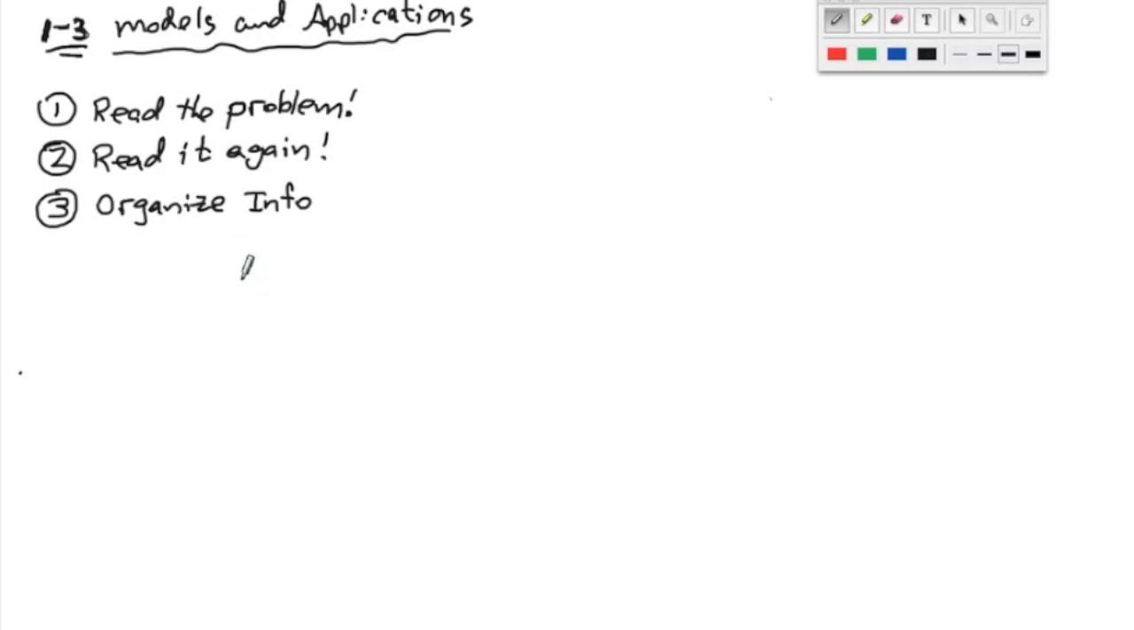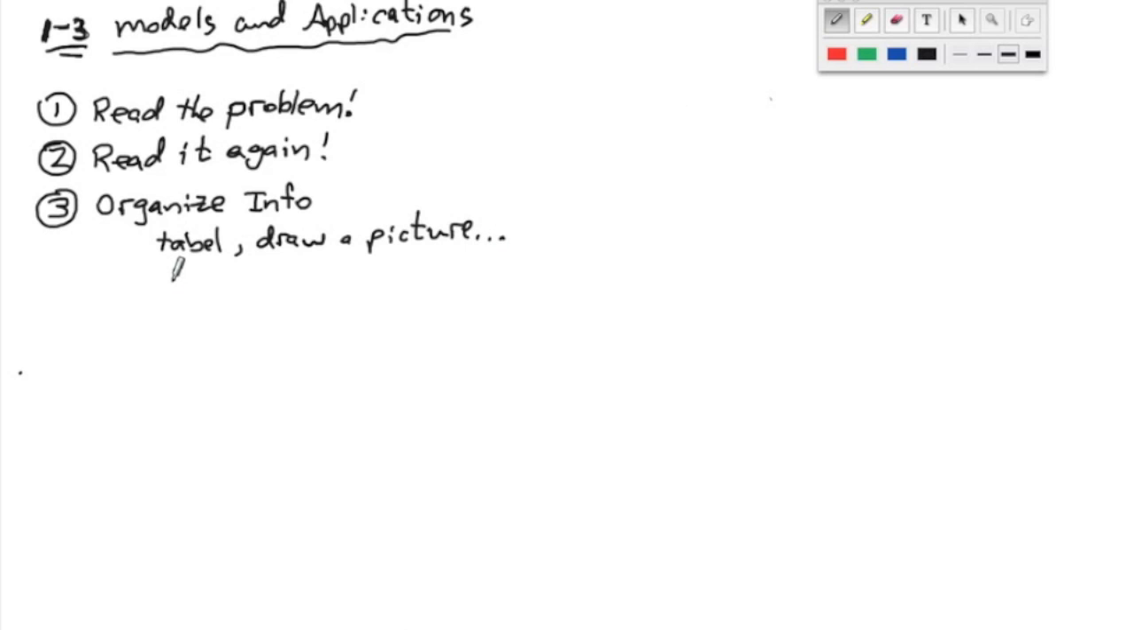Step number 3. Organize. Organize the info that they have given you. Sometimes they give you so much information that you don't know what to do with it. They might be talking about cashews, peanuts, and a mixture. You might want to put everything that has to do with cashews in one location, peanuts in another location, mixture in another location, so you can keep your information kind of separate.